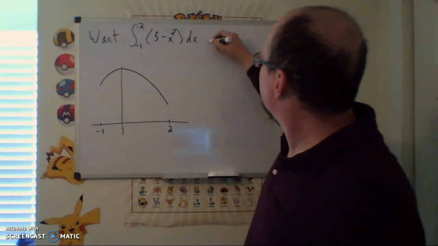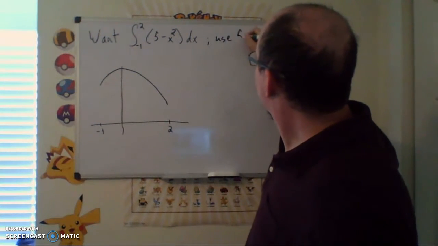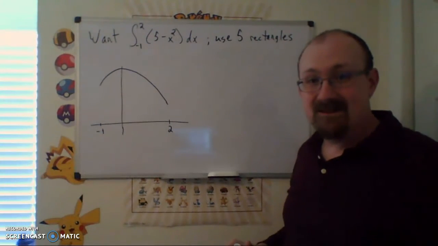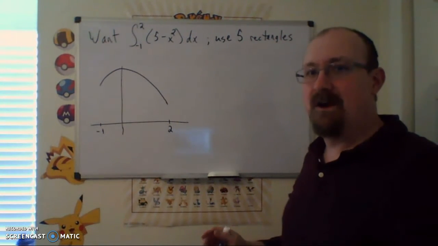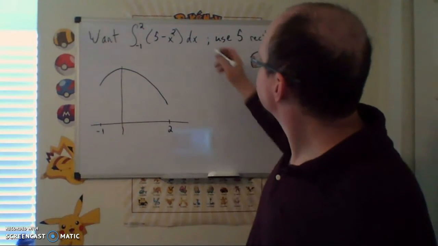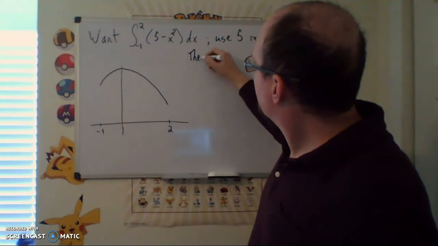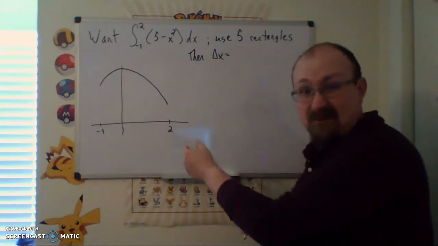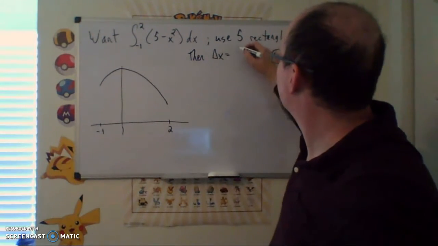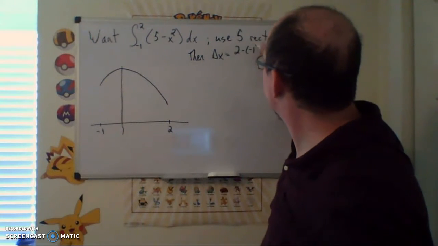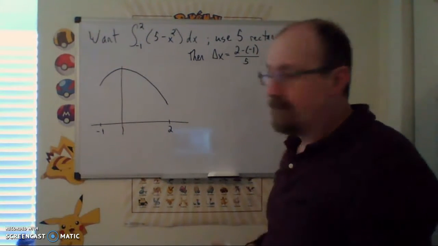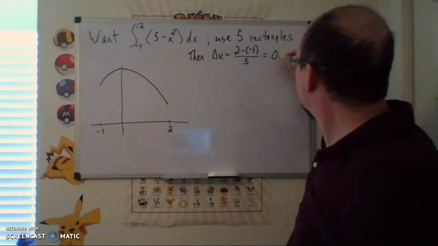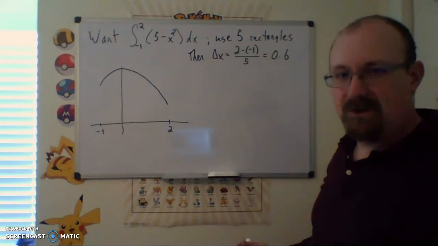The catch here is we're going to use a different number of rectangles to estimate our area this time. So we're going to use 5 of them instead of only 4. So we need to figure out how wide each of our little rectangles needs to be when we divvy up this horizontal axis down here. So 2 minus -1 over 5. 2 minus -1 is 3, 3/5. 0.6, we're good to go there.